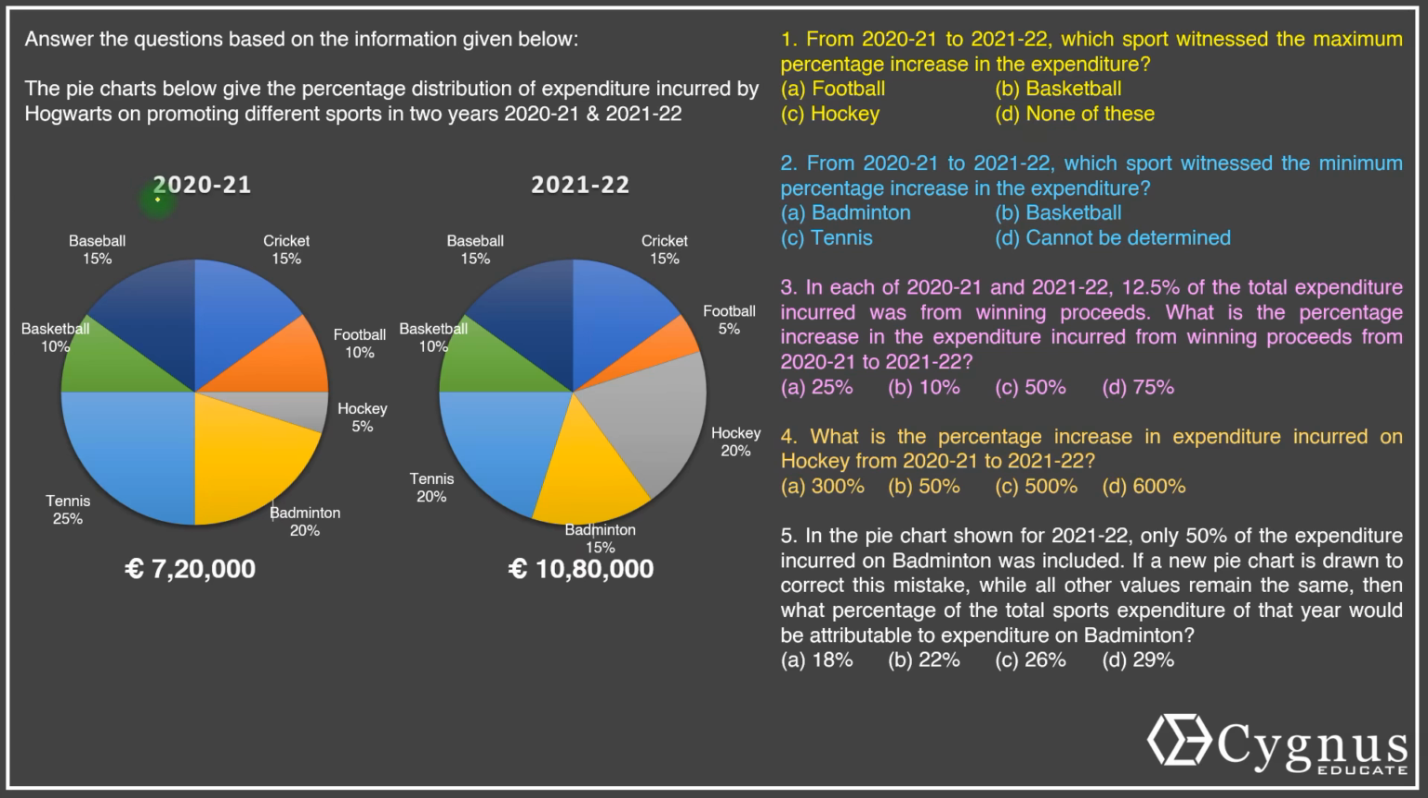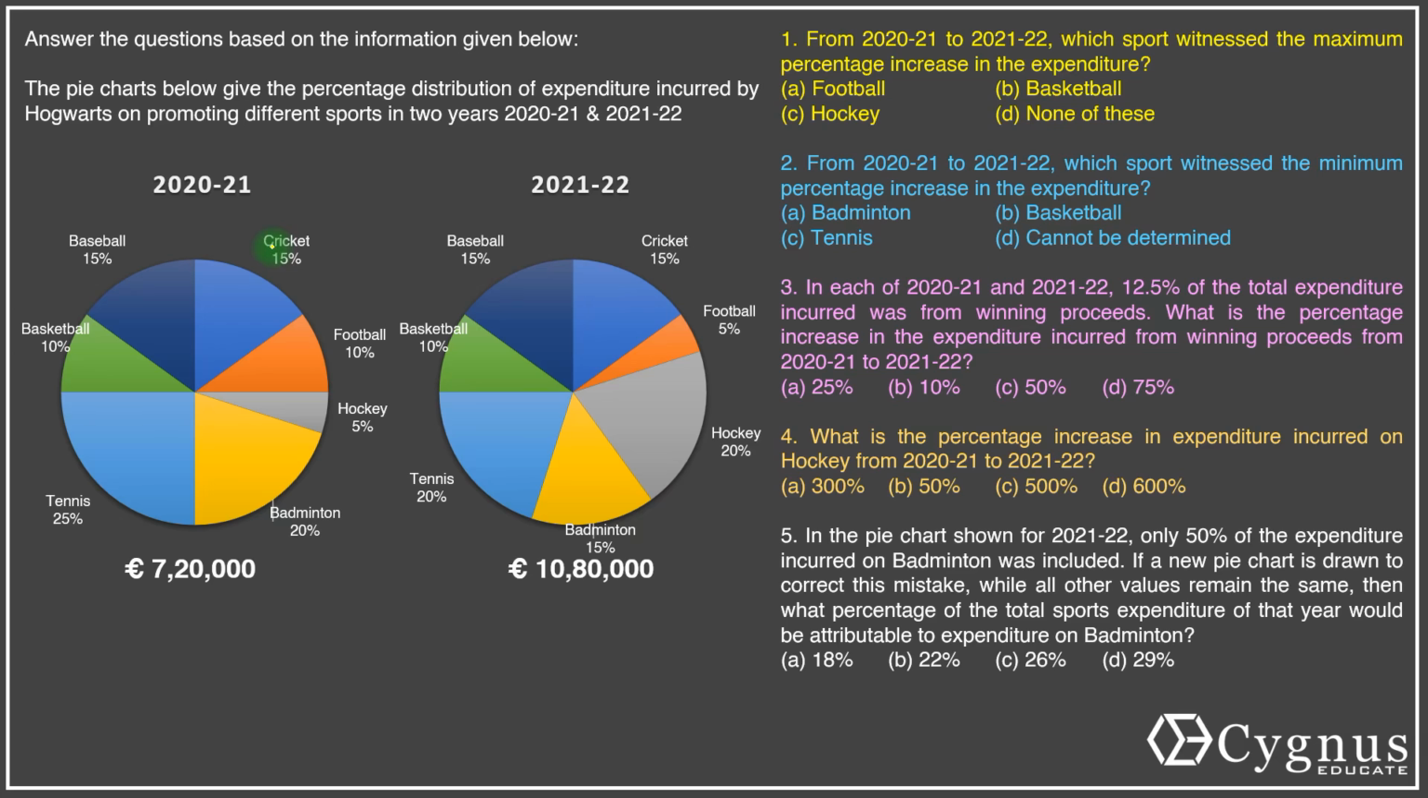So this pie chart is the pie chart of expenditures incurred on promoting sports in 2020-21. The total expenditure is given to be 720,000 pounds, and this pie chart is the expenditure incurred in 2021-22, where a total of 1,080,000 euros were spent on promoting these sports. I am sure you understand the pie chart.